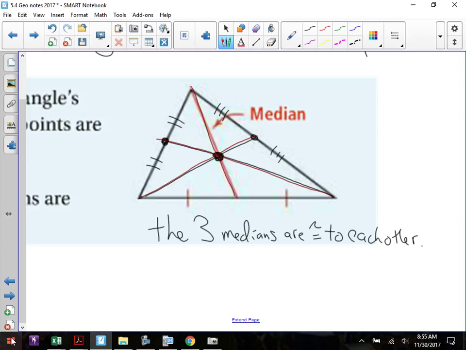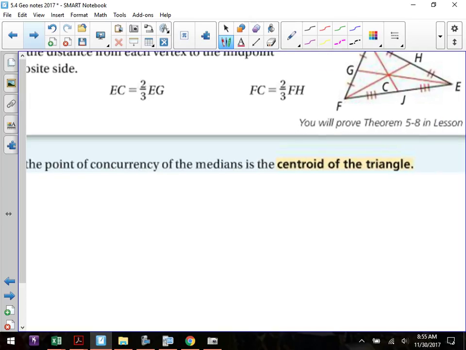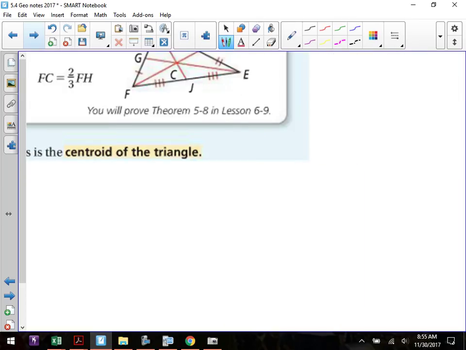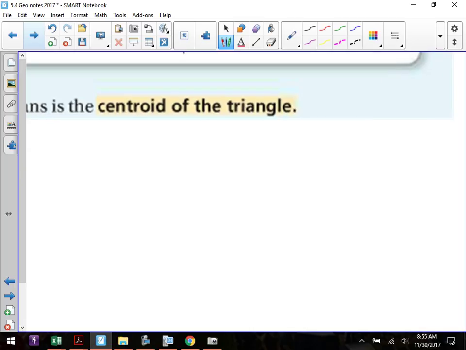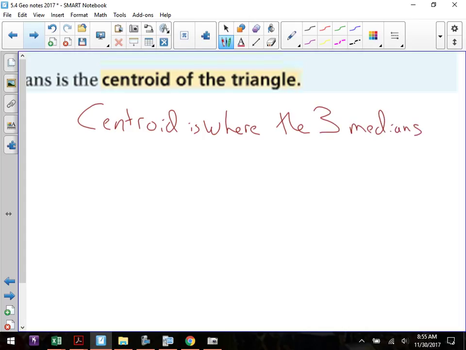Remember how we can take segments and break them into small pieces? They still have the whole segment. I'm just kind of prepping you for something. You get this thing that's called a centroid. The centroid is where the three medians intersect.